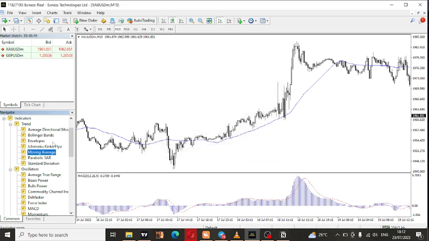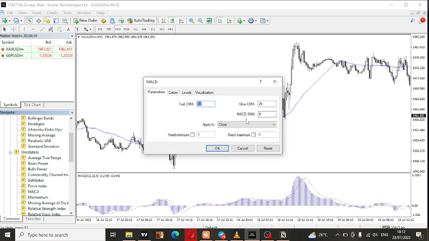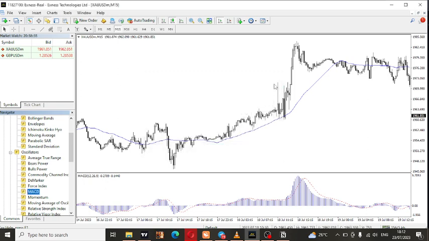The next thing you want to look at is oscillators. In the oscillators, you select MACD. For the MACD parameters, use 12, 26, and 9, apply to close. For the colors, you can use blue and red to indicate it, just like I have it here.